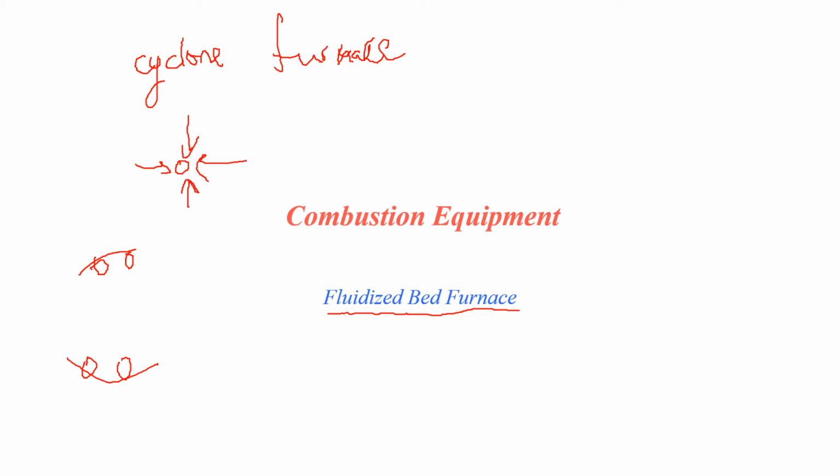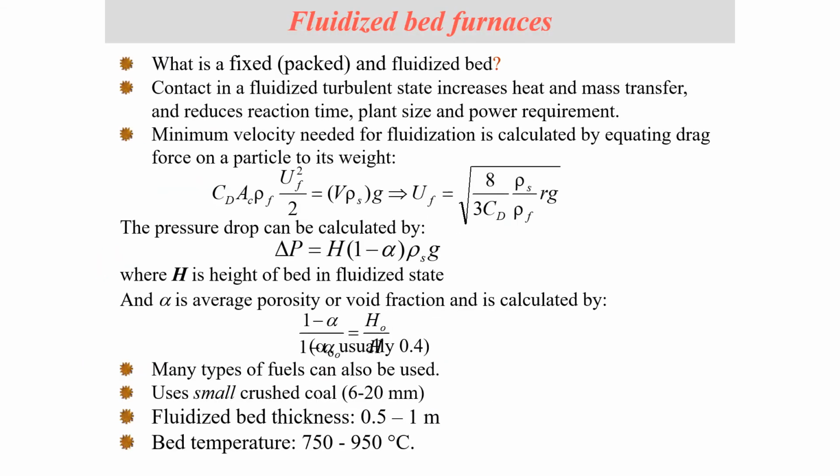What we can do to improve that efficiency is suspend this coal in a sort of bed of air, so that we ensure that coal is being burned by air in all of the directions. So you can see that, since coal is a solid particle, we need to supply a lot of air to keep it suspended.